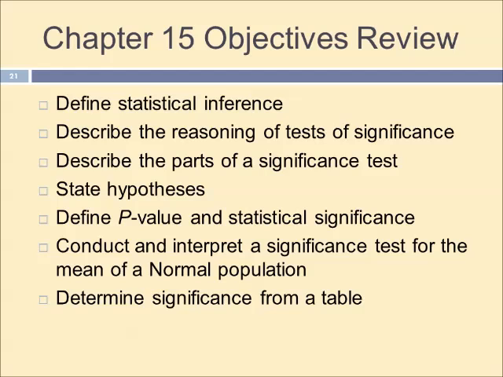So, to review, we talked about statistical inference and defined it, described the reasoning behind tests of significance, described the parts of a significance test, stated the hypotheses, defined a p-value and statistical significance, conducted and interpreted a significance test for the mean of a normal population, and we looked at how to find significance from a table.